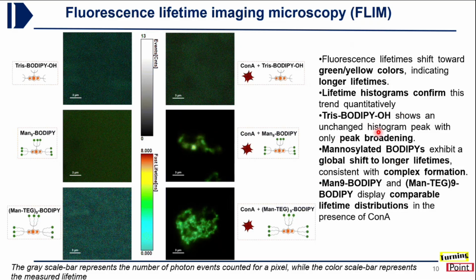And there is an unchanged histogram for the Tris body P OH. So that confirms that mannosidated body P exhibits a global shift to longer lifetimes, consistent with complex formation. That gives the indication that there is some complex formation. That's why there is a difference between the initial without Con and the final with Con.